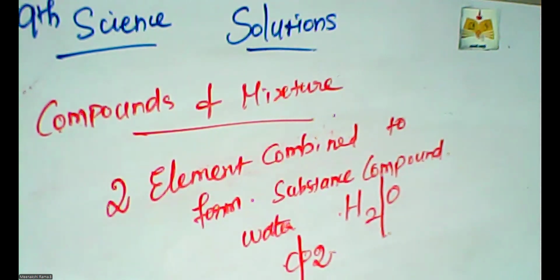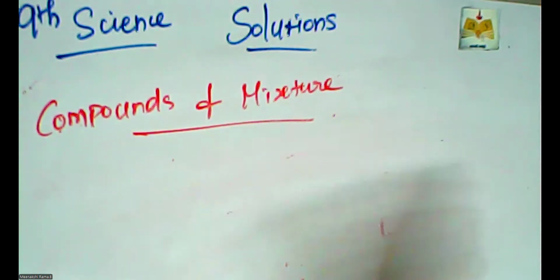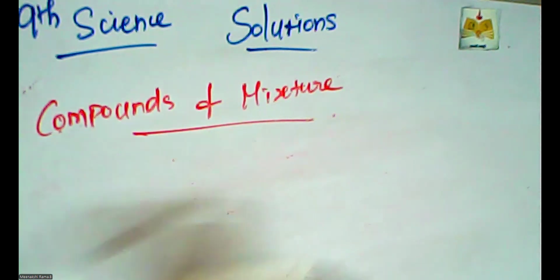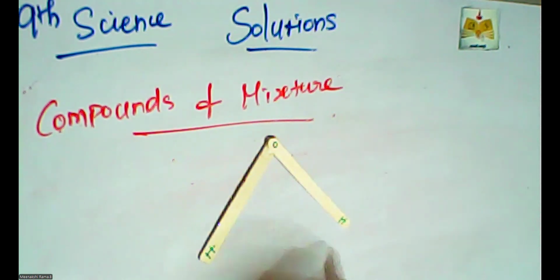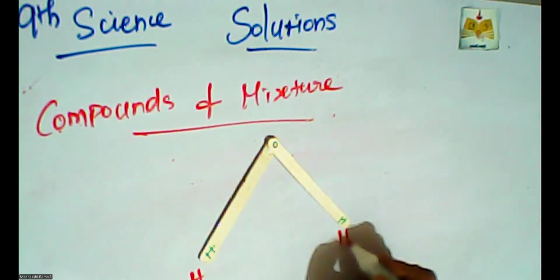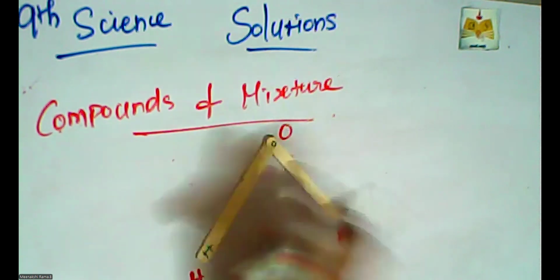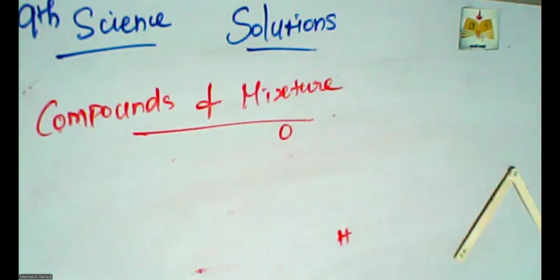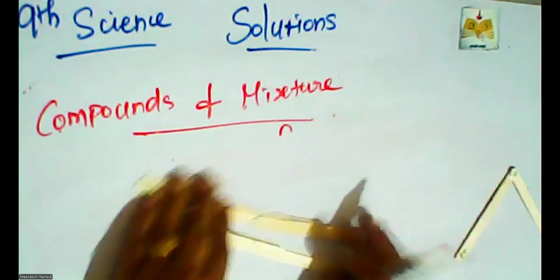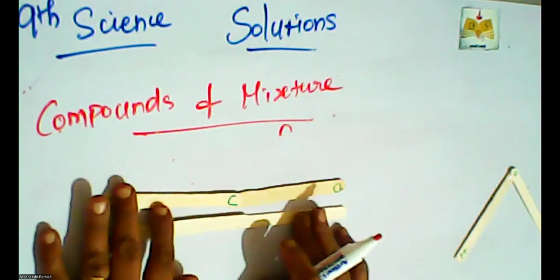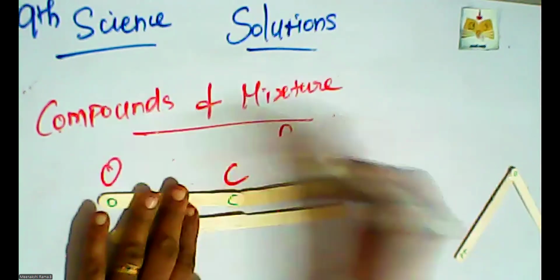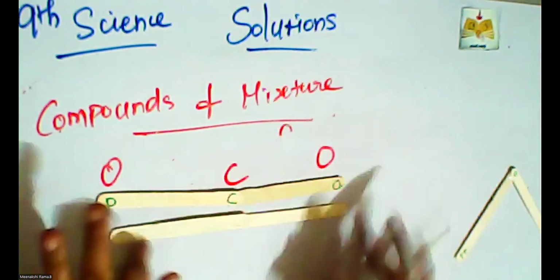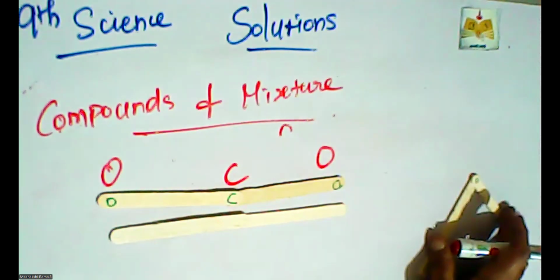So these are all examples of compounds. This is a compound, two parts of hydrogen and one part of oxygen. This is the example of carbon dioxide. Next one, water molecule. This is the example of carbon dioxide: one carbon and two oxygen. So this is an example of compound nature.